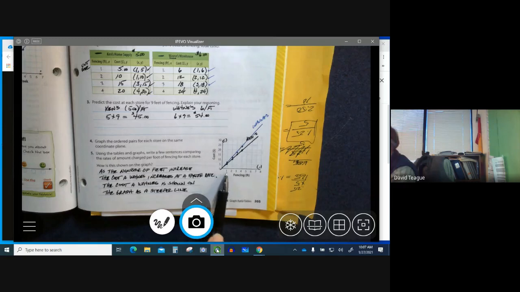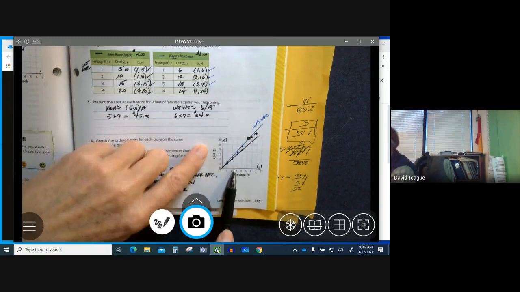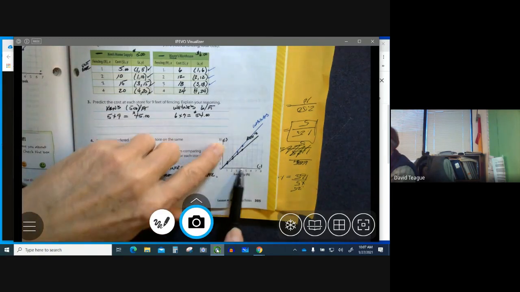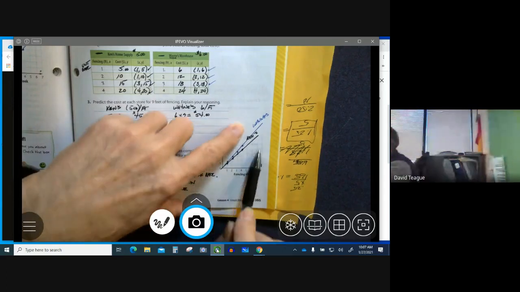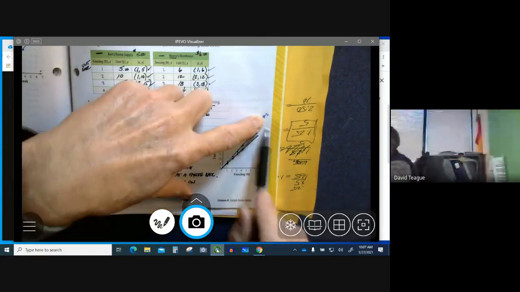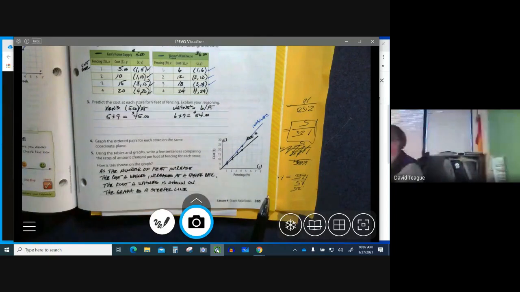So as the feet increase, the cost increases. So that means that Wayne's, okay, that's what the graph shows you. That's what the data shows you.